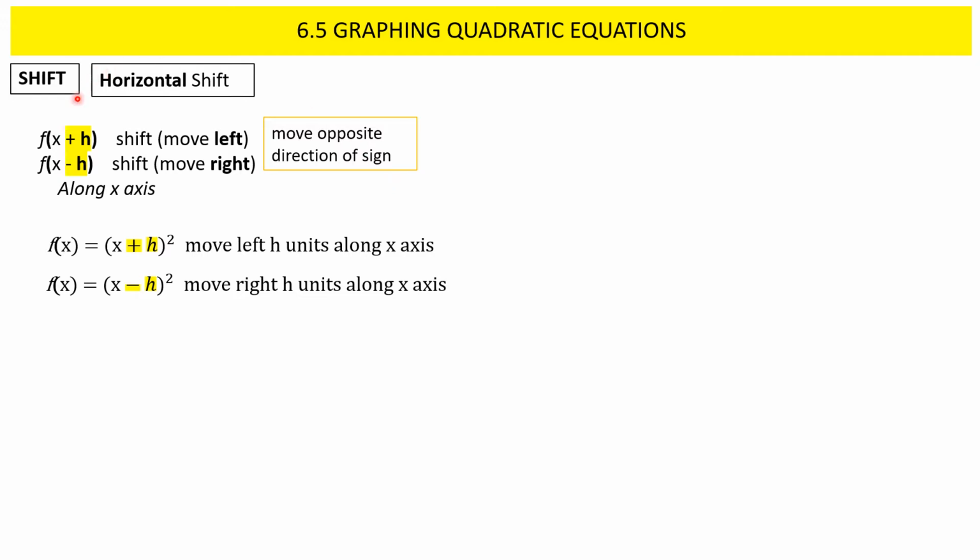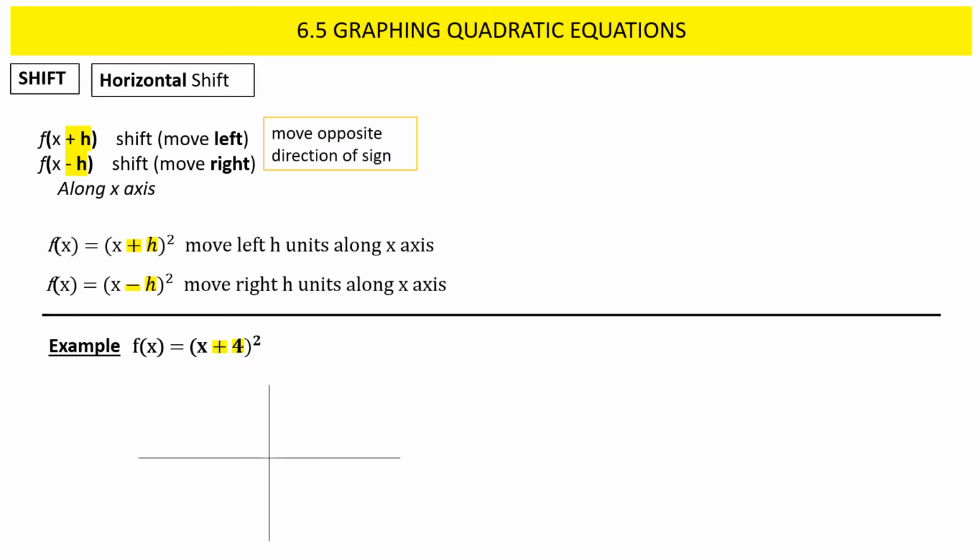Remember that. So here, if I see a positive, I'm going to actually move my parabola to the left that many places, and the negative to the right that many places along the x-axis. It will look like this. F of x plus h, the whole thing squared with the parentheses. You're going to move left h units along the x-axis, and here right h units along the x-axis. Don't let this throw you. Let's look at the equation, and you'll understand.